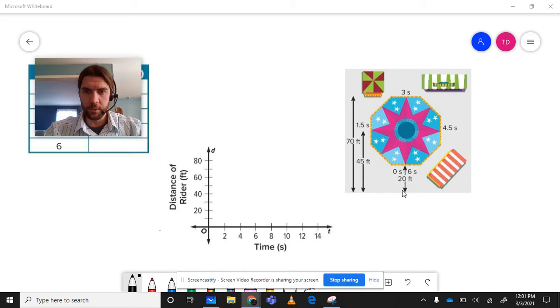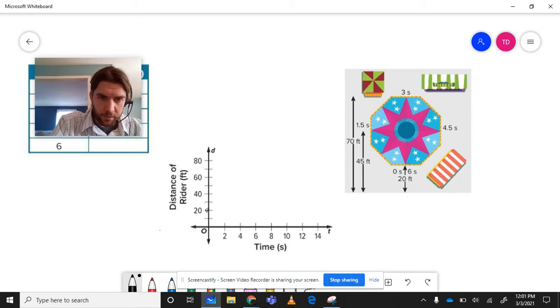We're 20 feet away from the carousel. We're going to start at that distance. So at time 0, we are going to be 20 feet away. 6 seconds later, we should have completed a rotation. We should be 20 feet away. 6 seconds after that, another rotation.